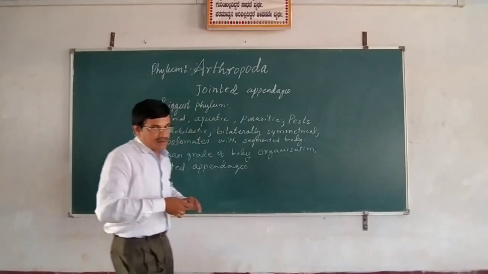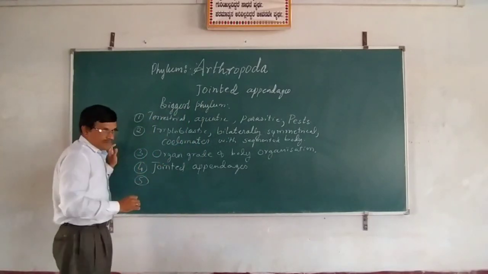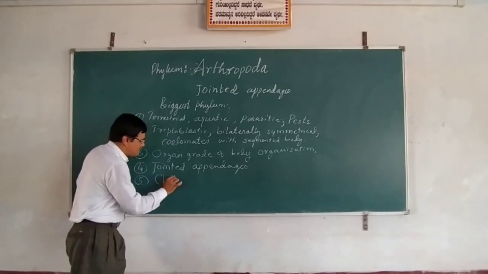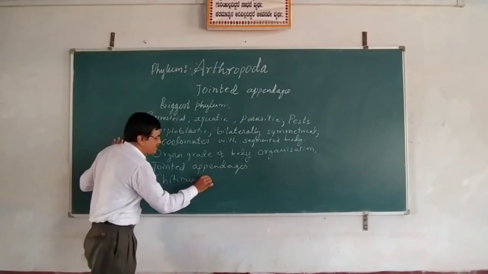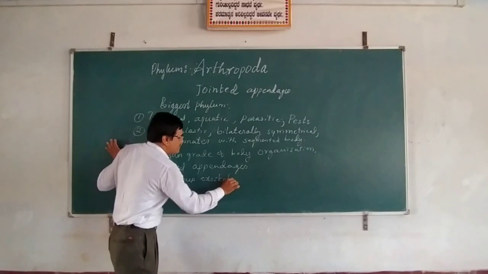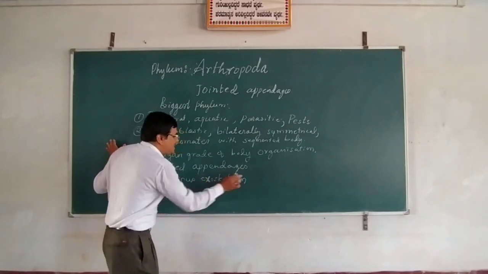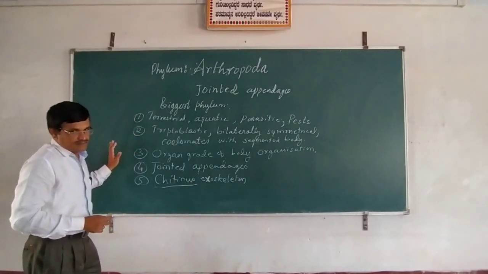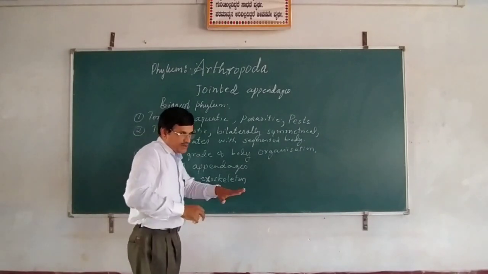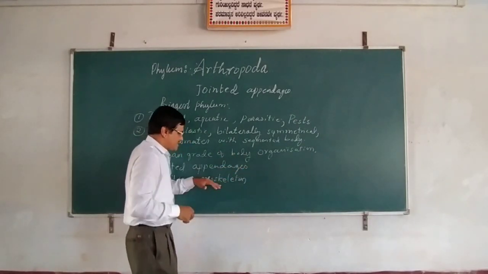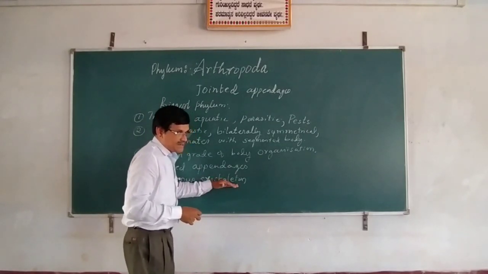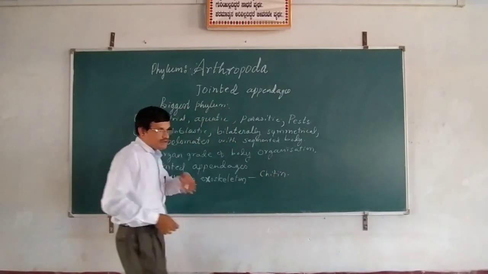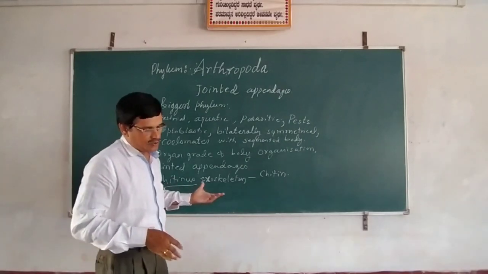Okay, then the body wall has a chitinous exoskeleton. The body wall has a protective covering that acts as an exoskeleton, and this exoskeleton is made up of chitin, which gives protection to their body.